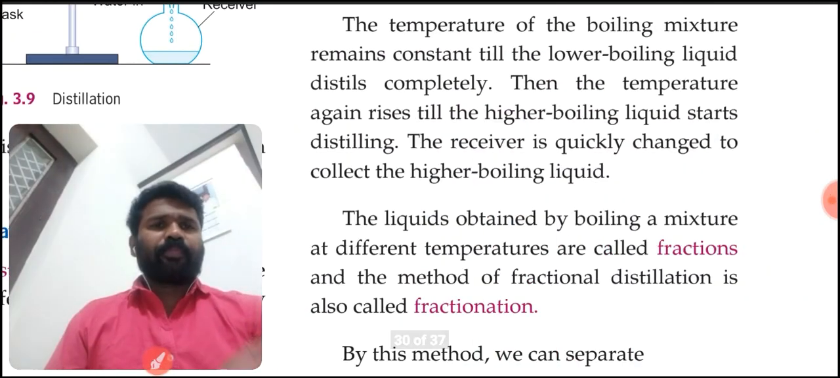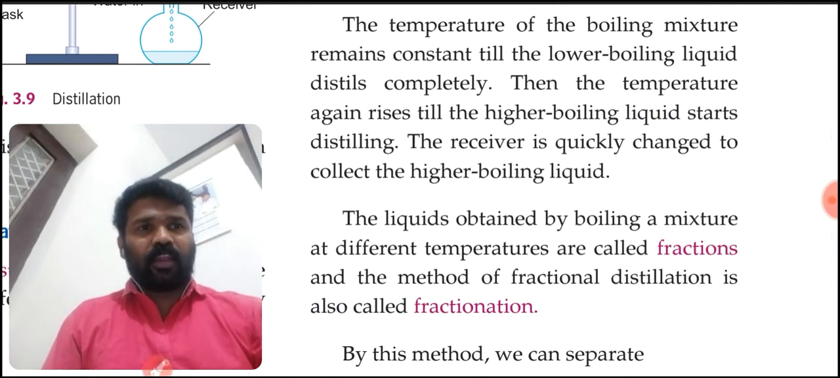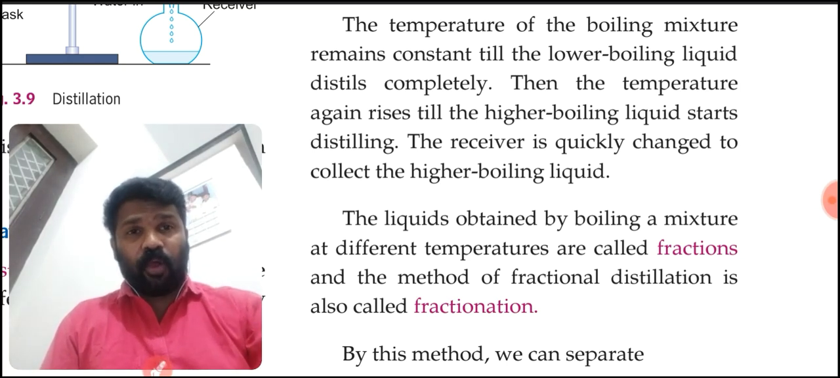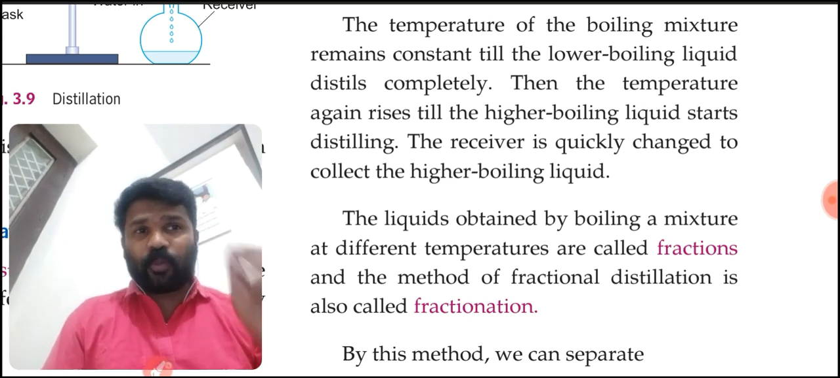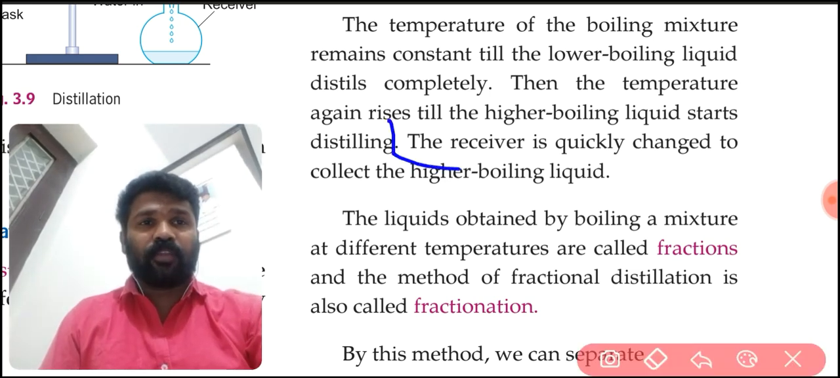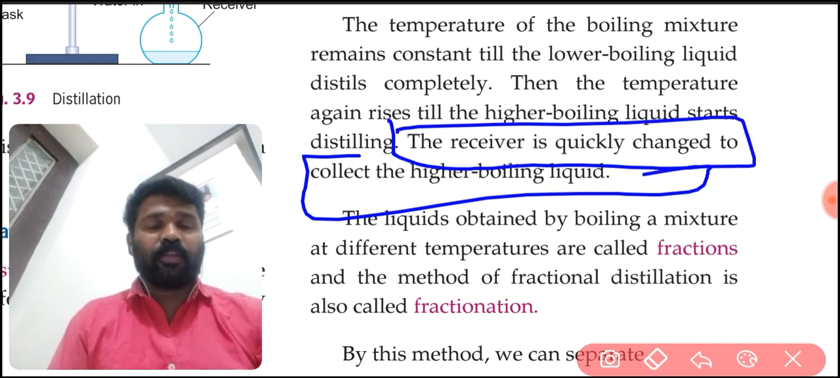So the temperature of the boiling mixture remains constant till the lower boiling liquid distills completely. Then the temperature rises again till the higher boiling liquid starts distilling. After the distillation of the lower boiling point liquid is complete, the higher boiling point liquid will start distilling. The receiver is quickly changed to collect the higher boiling point liquid.